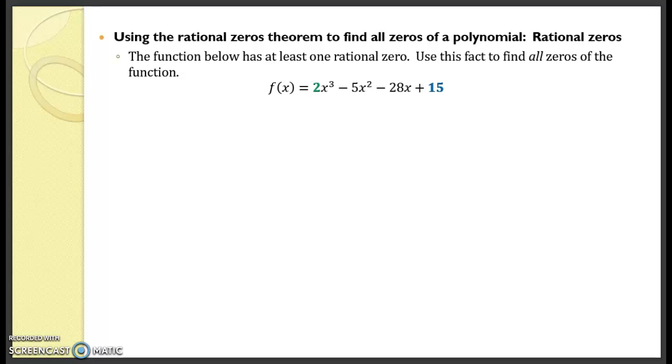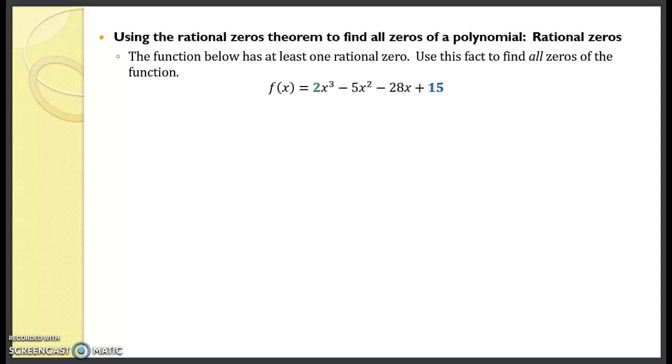Hey everybody! In this video we'll talk about using the rational zeros theorem to find all zeros of the polynomial. Now, we're given a function and we're told it has at least one rational zero. If you need some more help with rational zeros and the rational zero theorem, you can go back to a previous video that I've done.